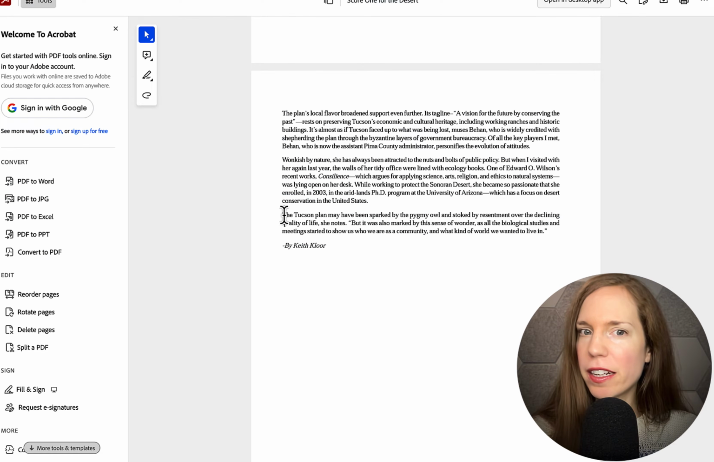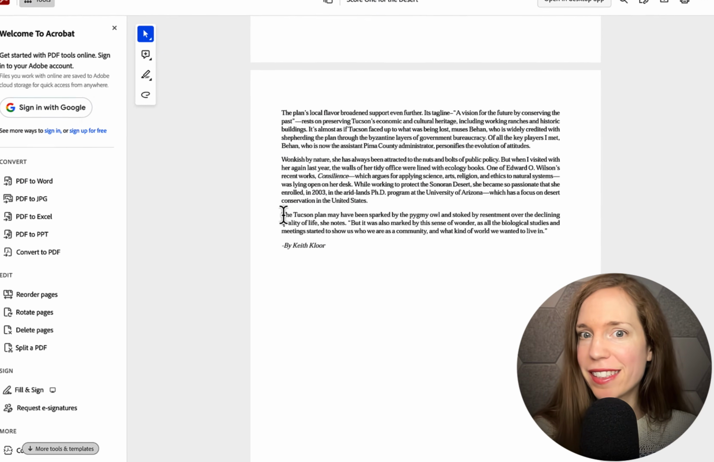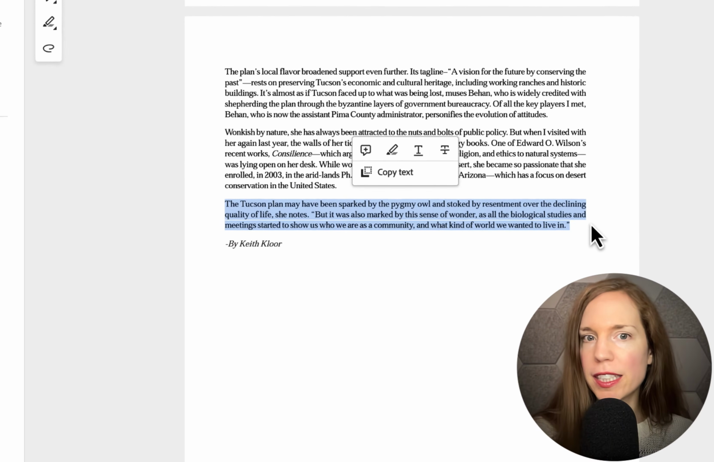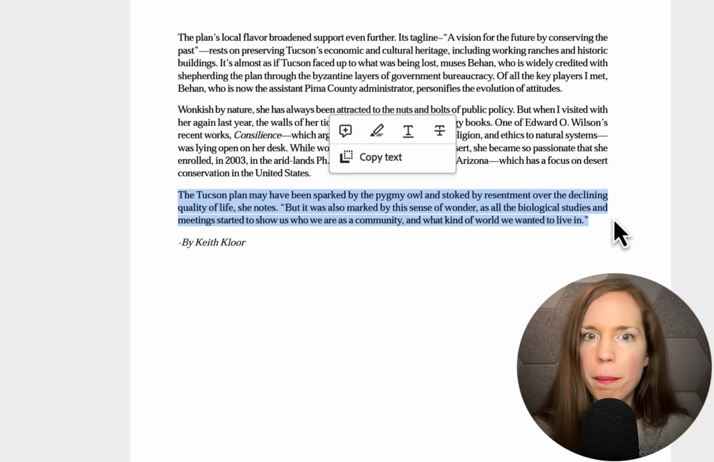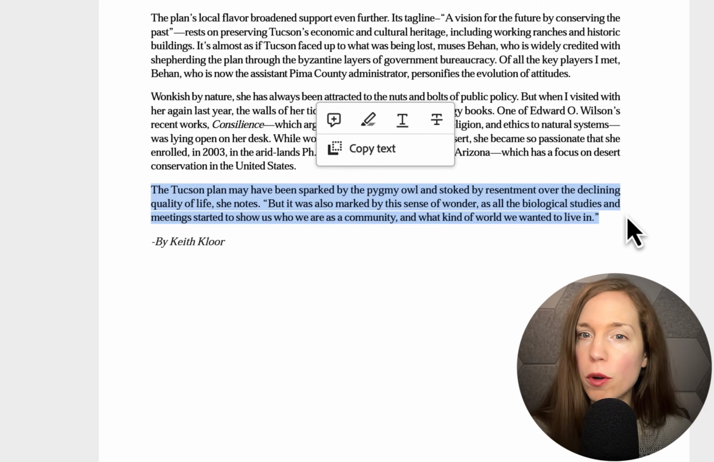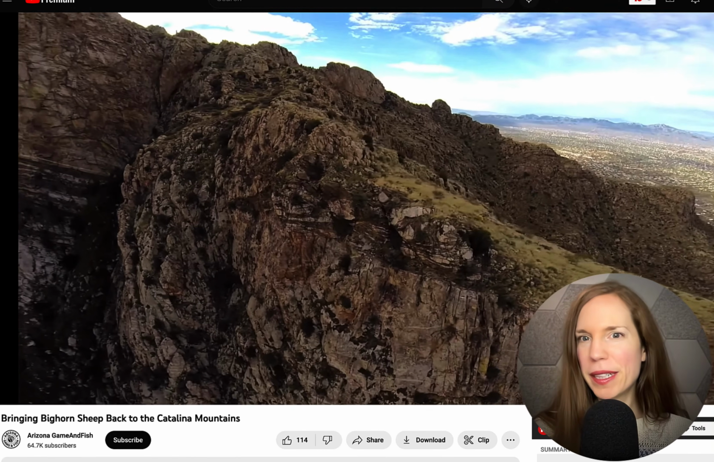As the plan's architect, Maeveen Behan, said, "The plan may have been stoked by resentment over declining quality of life, but it showed us who we are as a community and what kind of world we want to live in." But what do you think?